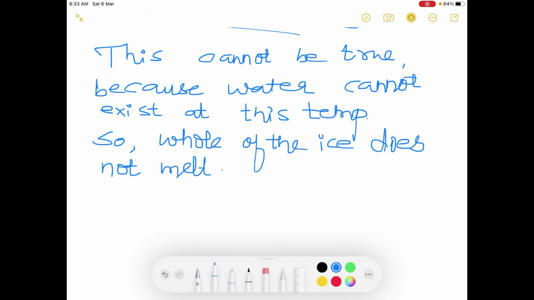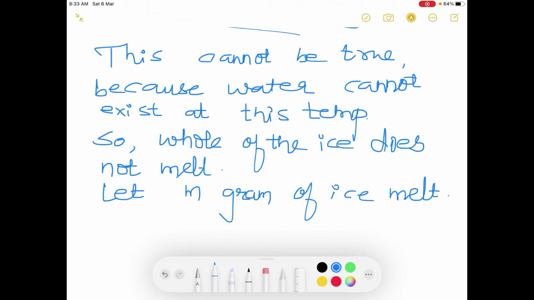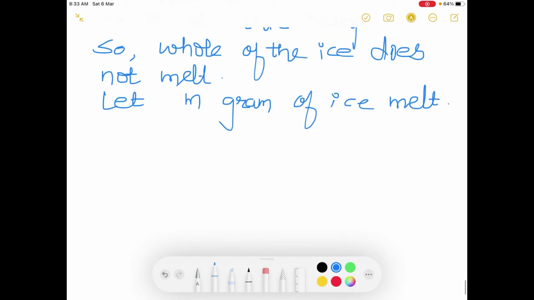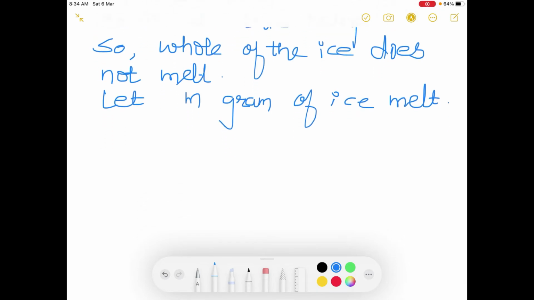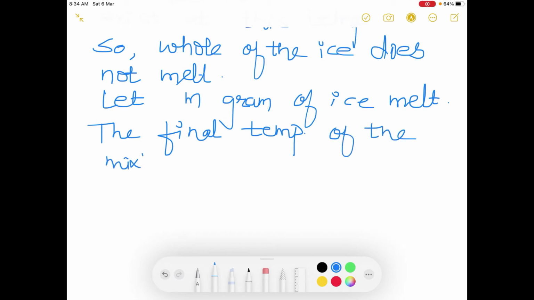તો કે કેટલો મેલ્ટ થયો એઝ્યુમ કરી લઈએ. લેટ m ગ્રામ, ગ્રામ છે એટલે આખું લખું નહીં તો મિલીગ્રામ સમજાશે. લેટ m ગ્રામ ઓફ આઈસ મેલ્ટ. માની લો કે m ગ્રામ જેટલો મેલ્ટ થયો છે. ઓકે, and the final temperature of this mixture becomes 0 degree Celsius. એવું લખી જ નાખીએ.